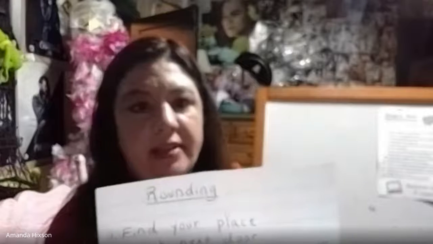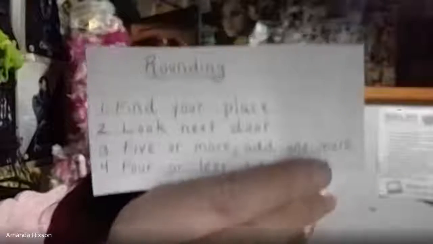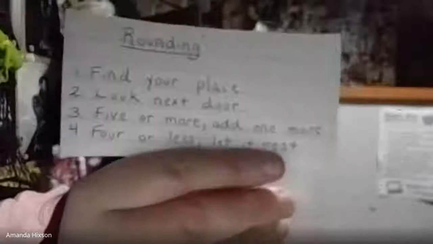Okay, this one is estimation. You remember what we do when we are estimating? I forgot. It's been a long time. It really has. It's called rounding. Remember rounding? I do. When we find our place and you look next door, if it's 5 or more, you add one more. And if it's 4 or less, you let it rest.